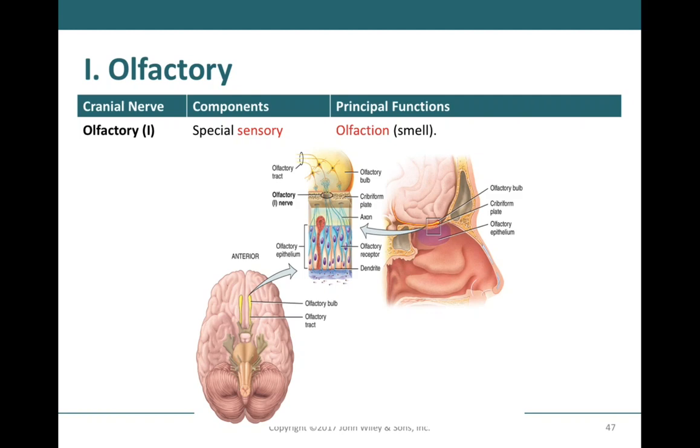And the specific sensory information carried by the olfactory nerve is information related to olfaction. So this is how smell information makes it back to the brain.